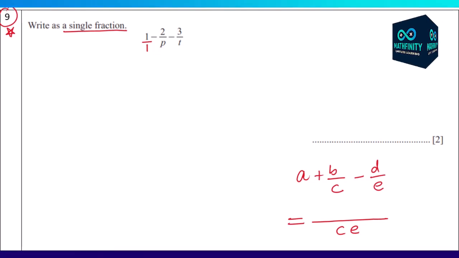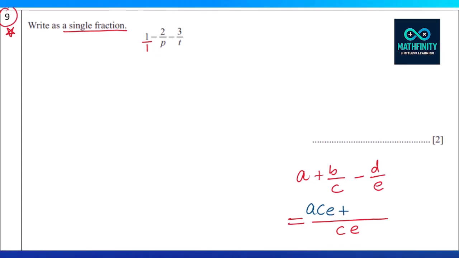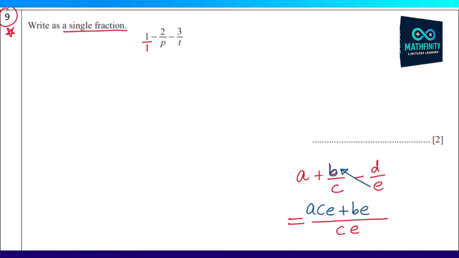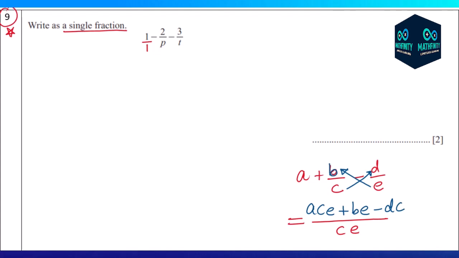These both C and E will multiply with the A. So you will write ACE plus, with B only you will do the cross. This will go and multiply with B. So we will write BE, and this will go and multiply with D, minus CD or DC, order doesn't matter. This is the final answer.